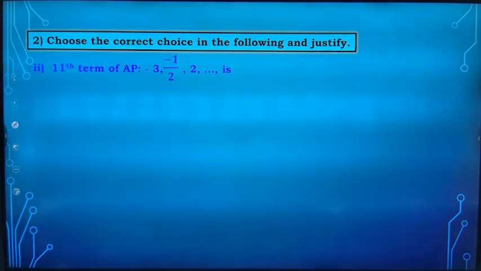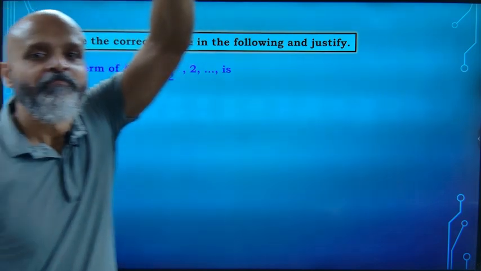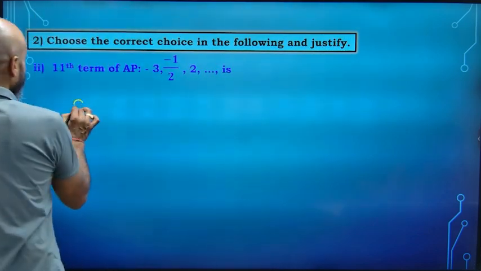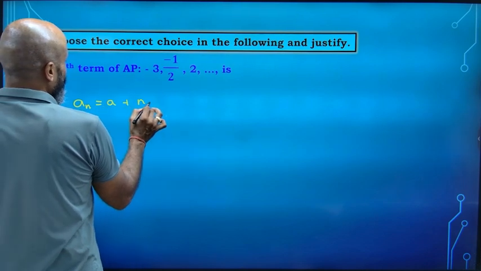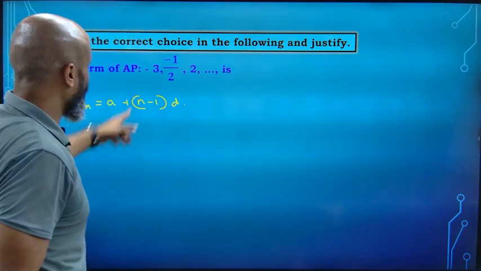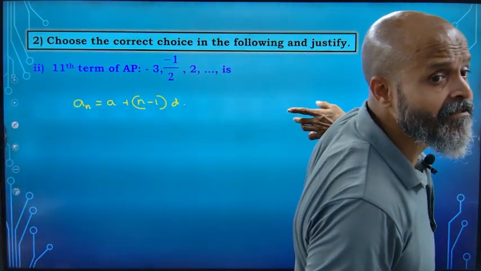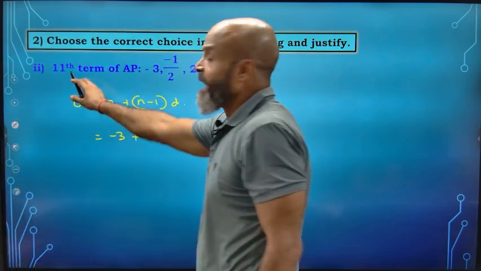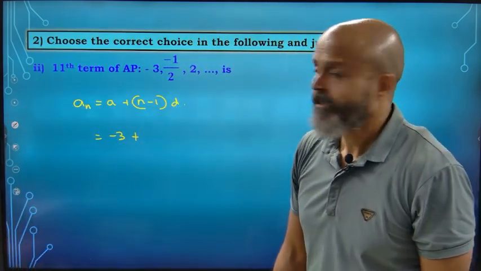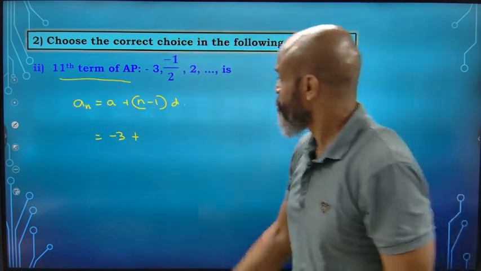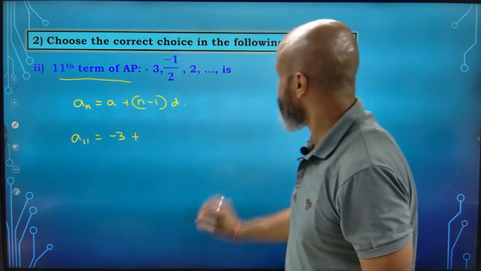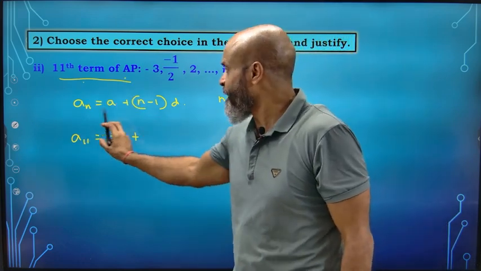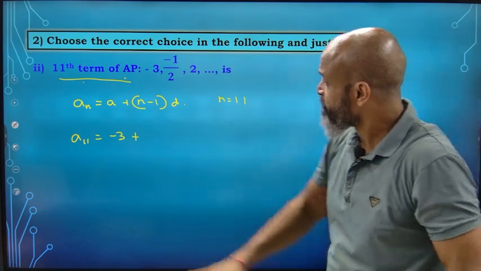11th term of the AP. Sanjam, formula, okay, an is equal to a plus n minus 1 into d. Now let me know what is a here. A is minus 3, okay. So here we can write minus 3 plus 11th term. So what is n here? You have to find out the 11th term. So you have to find out a11. So what is the value of n? N is 11, simple, okay. 11th term of the AP. So an, the formula is a plus n minus 1 into d. So 11th term is how much?